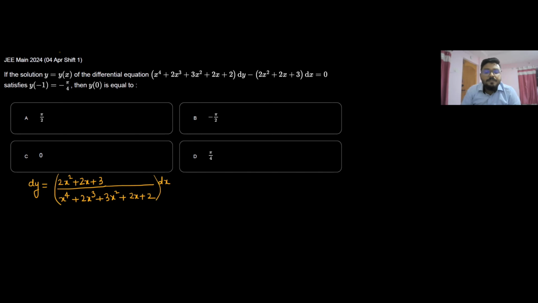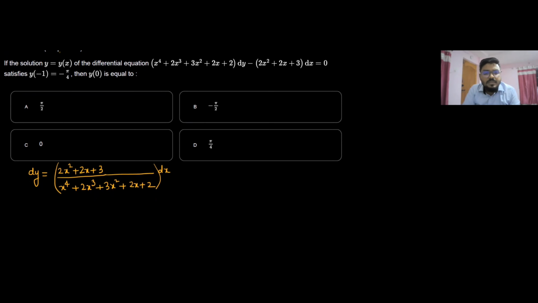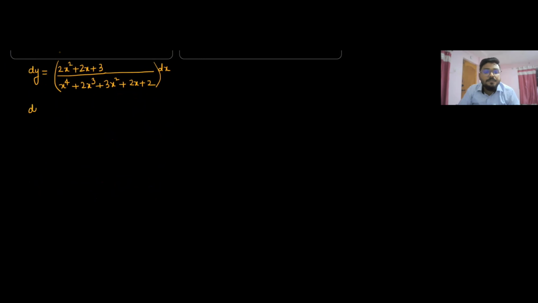So here, this is a very big term, although the variables are now separated. How to integrate this? Let's simplify this first. So here dy is equal to, what we can do is, if we see the denominator first, in x power 4, we can take x square common. We can write it as 2x cube plus this 3x square I can separate as 2x square plus x square, and plus 2x plus 2.